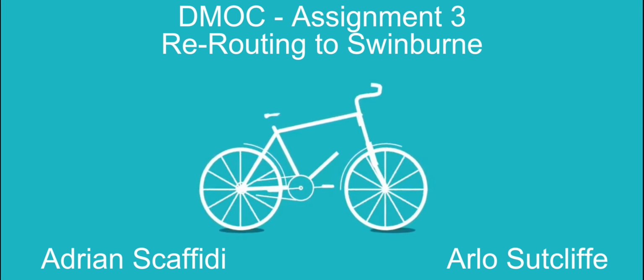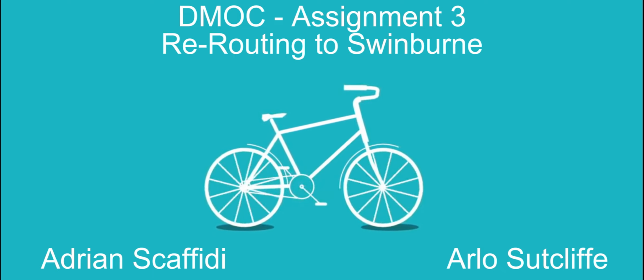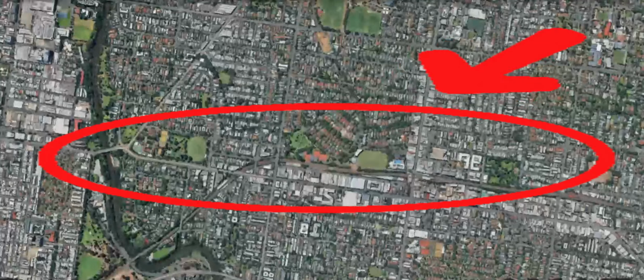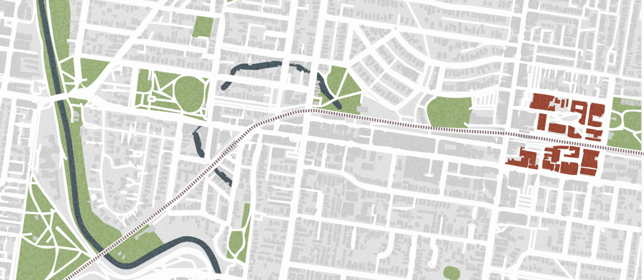Good afternoon, everyone. I'm Adrian and my partner Arlo have created a design proposal using various design analysis methods to better improve the cycling network connecting students to and from Swinburne University to the city. The scope of our proposal will focus on the connection between Swinburne and the city, predominantly along the span of Burwood Road. Throughout our site analysis, we identified our start and end point at the Swinburne campus, then identified the potential barriers along the journey such as the train line and the Yarra River.